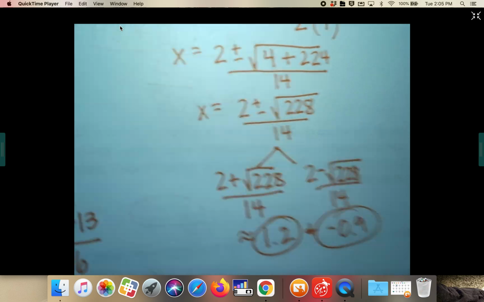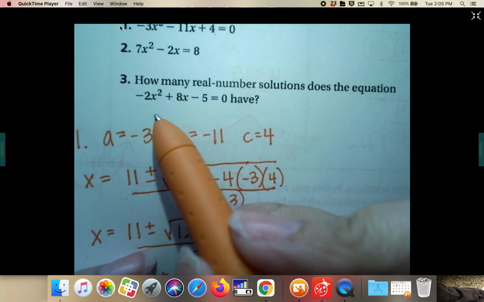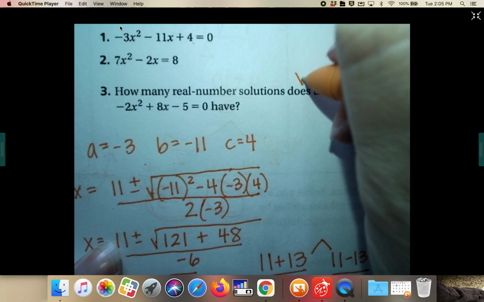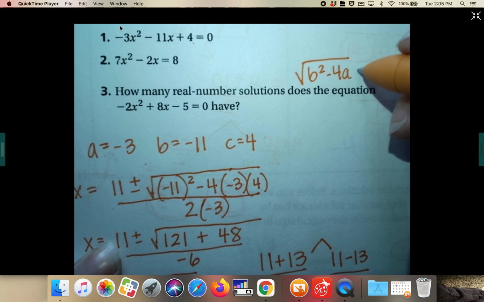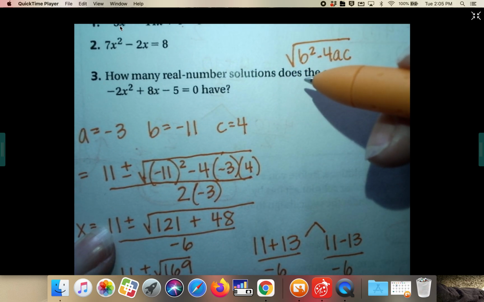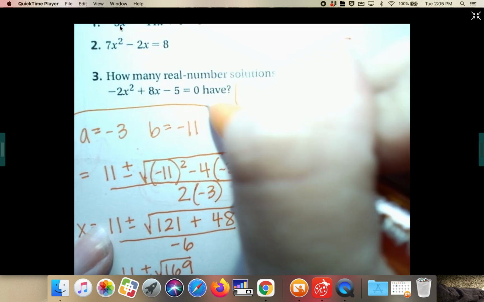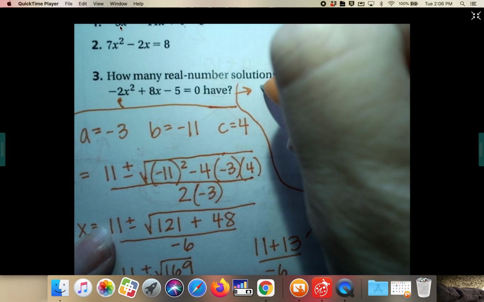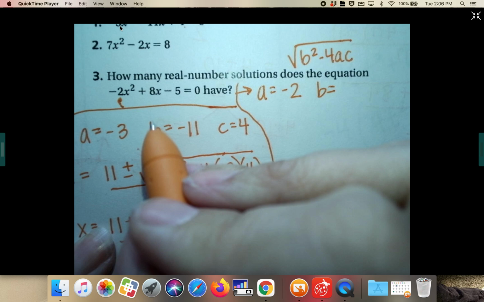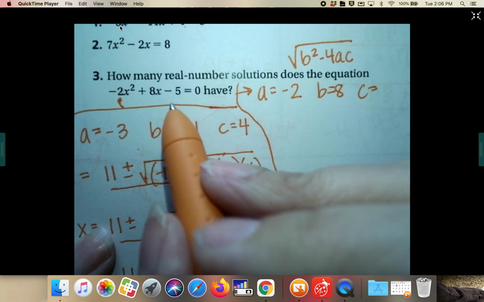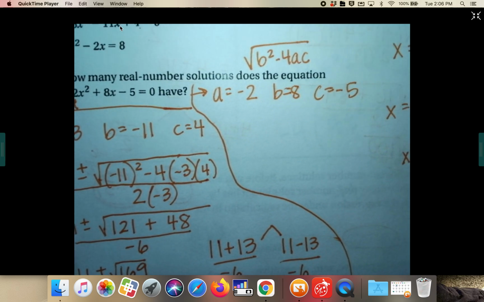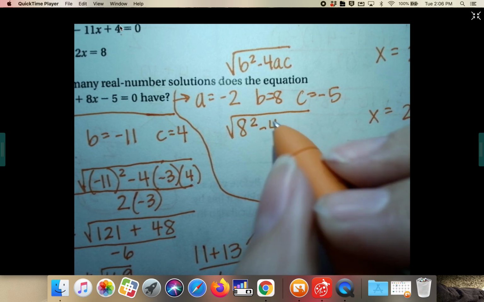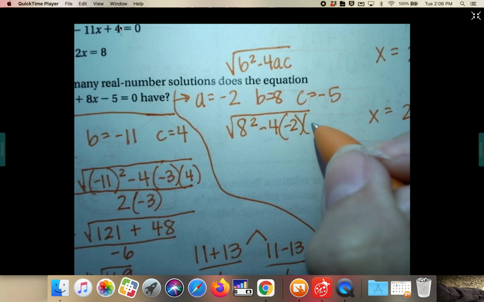All right, and then the very last question we have, which I'm almost out of room for, is just using the discriminant. So how many solutions are these going to have? And remember, the discriminant is only the square root of b squared minus 4ac part. So let's write down what our a is. Okay, our a is -2. b is 8. c is -5. So all we're going to write is the square root of 8 squared minus 4 times a, which is -2, times c, which is -5.